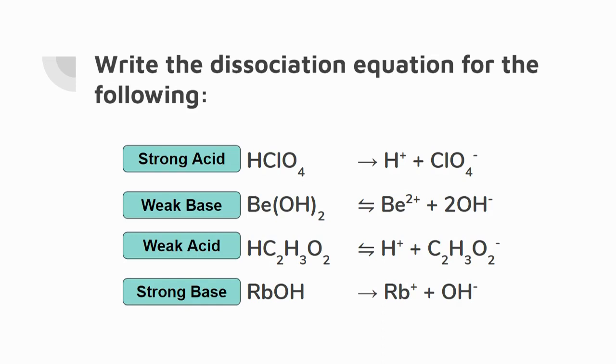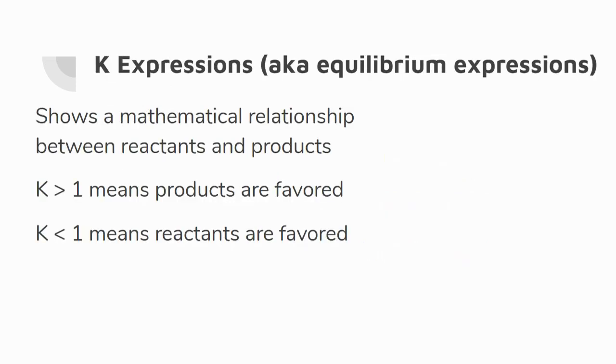It's very repetitive, and really the only trick is making sure that you balance the equation correctly based on the subscripts and the charges. So now let's talk about something new called a K expression, also known as equilibrium expressions. What a K expression does is it allows us to show a mathematical relationship between reactants and products. And we can calculate a bunch of different stuff from a K, but in general, the relationship is if K is a number that's larger than 1, that means that reaction is product favored. If K is a number that is less than 1, that means that reaction is reactant favored.